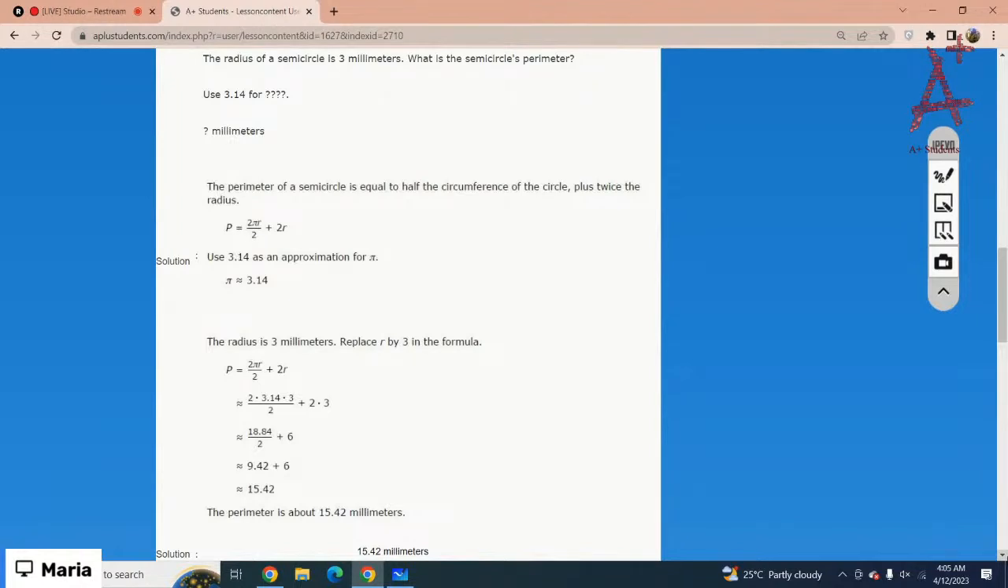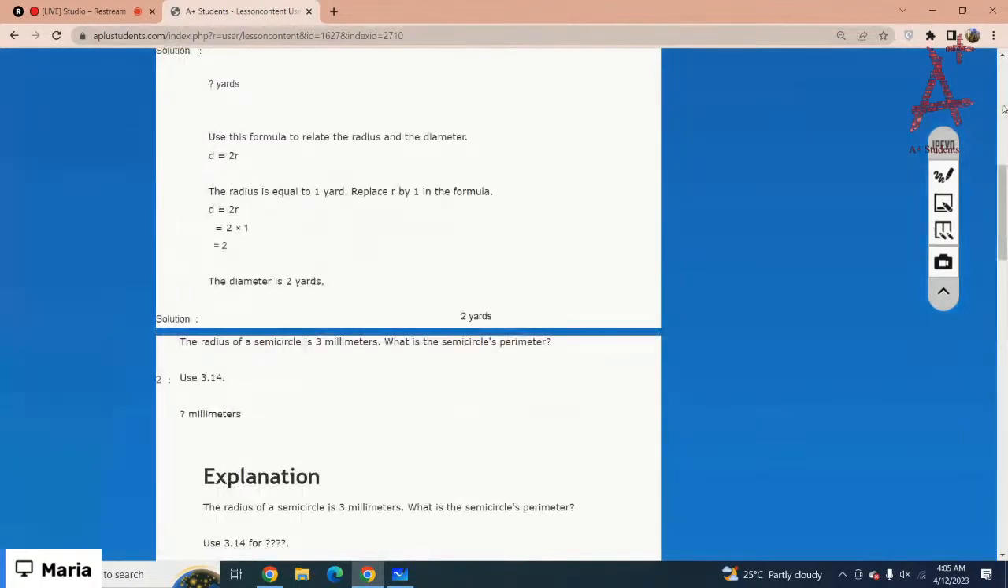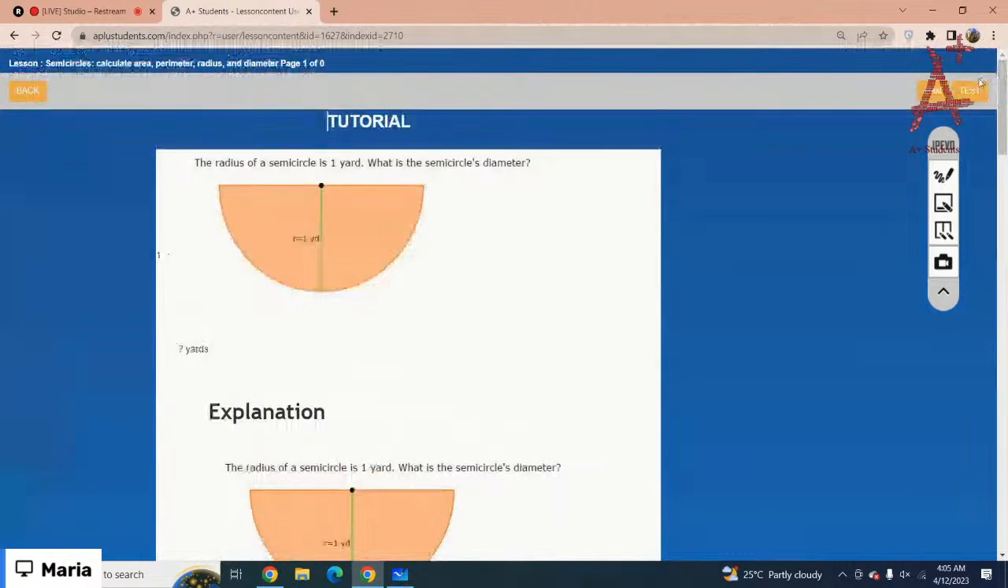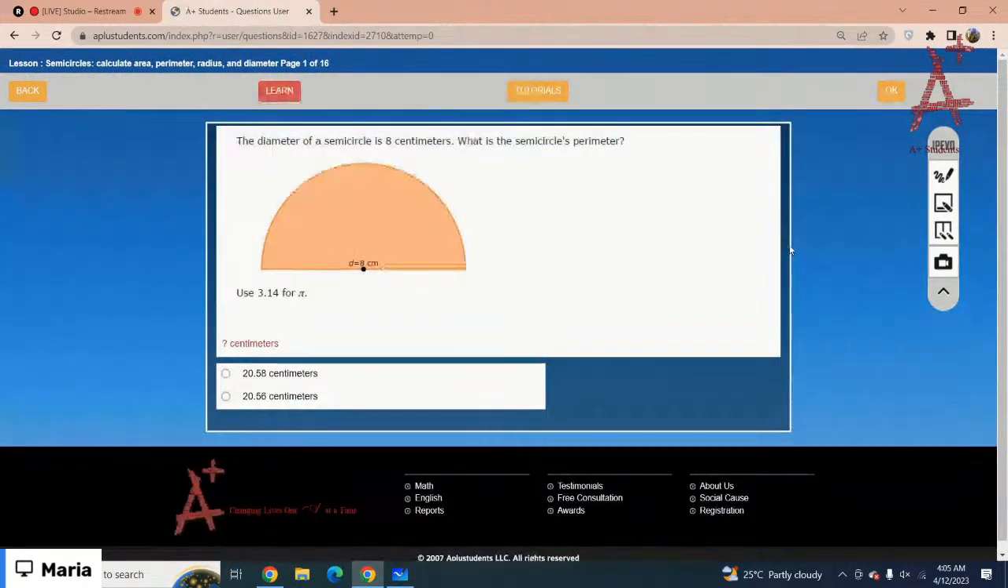Okay, let's just start with the test questions. Okay, the diameter of the semicircle is 8 centimeters. What is the semicircle's perimeter? So you have to calculate the perimeter.